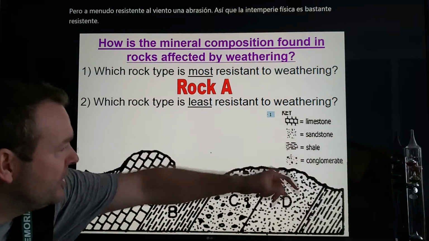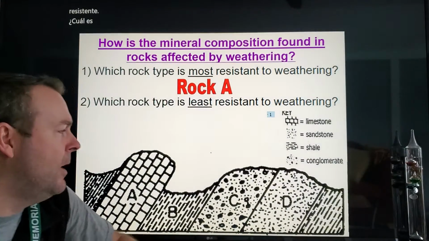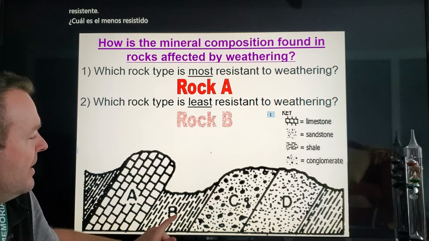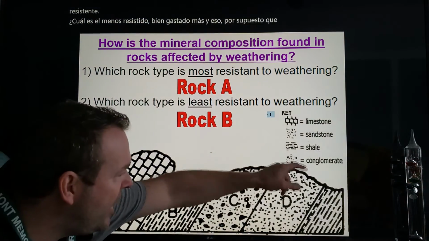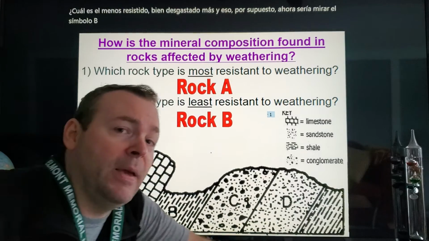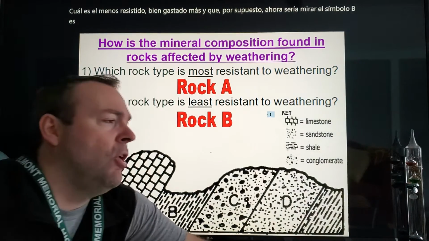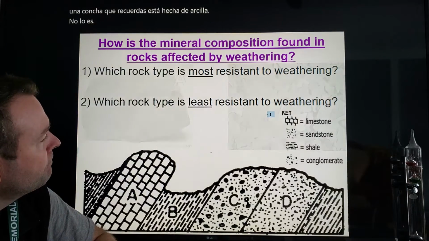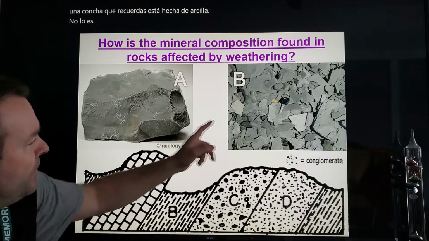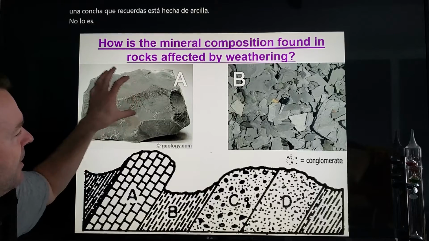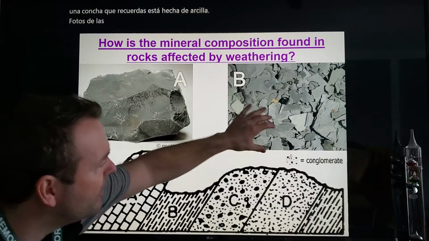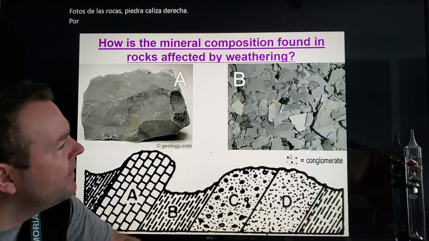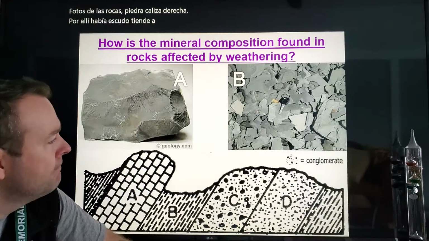Which one is the least resistant? Well, that's the one that's worn down the most, and that, of course, would be B. Now, look at the symbol. B is a shale. Shale, if you recall, is made of clay. Clay is very soft. It is not resistant. It will weather very quickly. All right. These are actual pictures of the rocks, right? Limestone, much harder and more solidified there, whereas shale tends to break in layers, very friable.